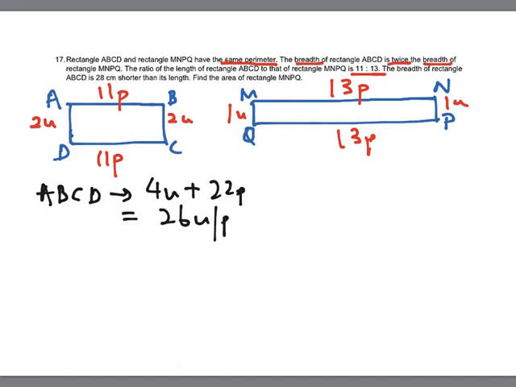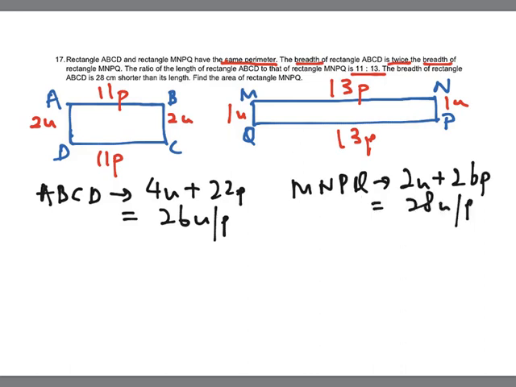Not sure which one I should use first. Whereas for MNPQ, I'm going to add them together. I've got 2 units plus 26 parts. I will have 28. Okay? Now, remember it says they both are supposed to have the same perimeter. Are they the same perimeter now? No. Making them the same, I can either increase the unit or increase the part for ABCD. I will have difficulty doing it for the parts. So therefore, let me try increasing the units here.